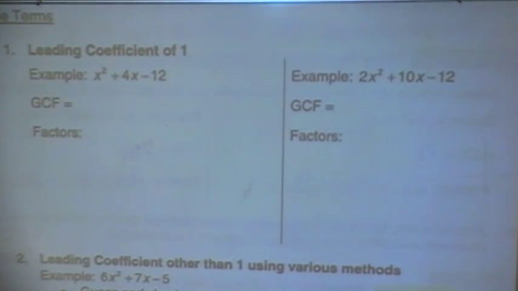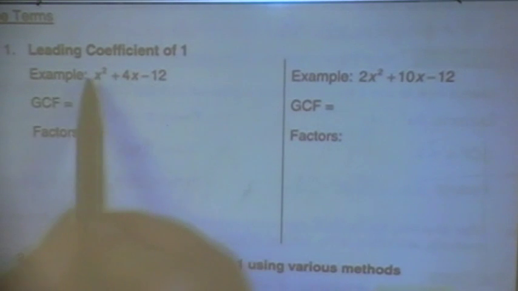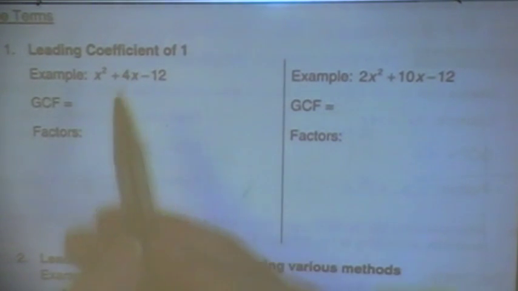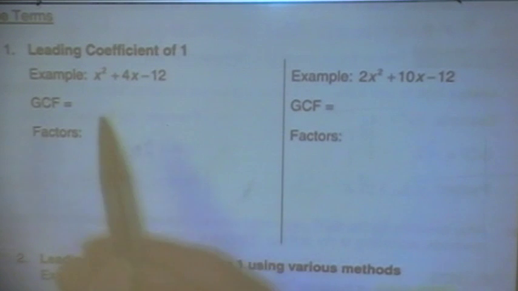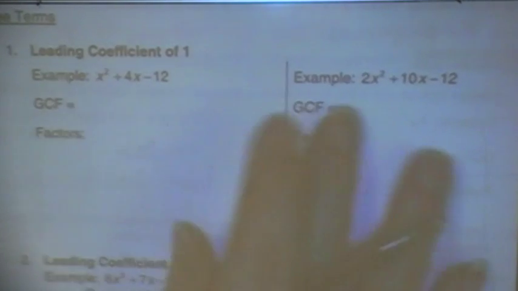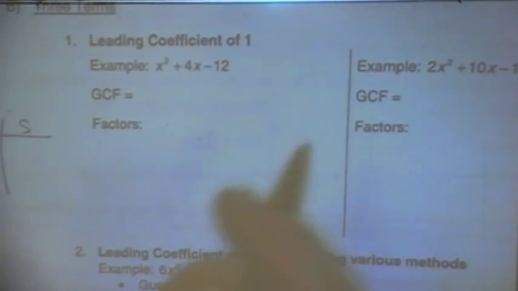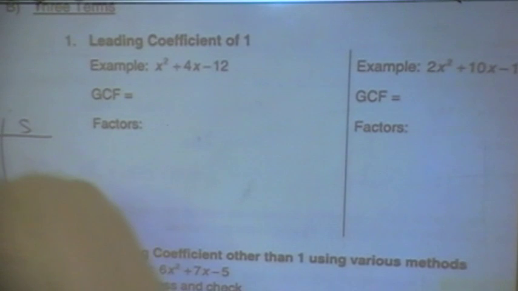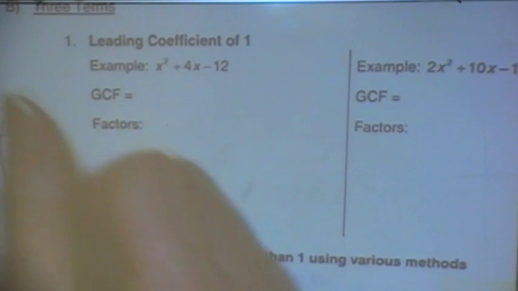Always, always, always, always, always ask yourself if there's a GCF in this first one. There is not. So we're going to go ahead and factor this. If you need to use a factor sum chart, then go ahead and do that. Factor sum: looking for the factors of negative 12 that would combine to give you positive 4. If you don't have to use a factor sum chart, then great. Don't worry about it. But some people might still need it. I'm going to factor this one as x plus 6, x minus 2.